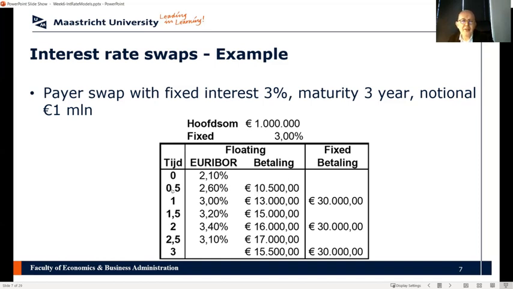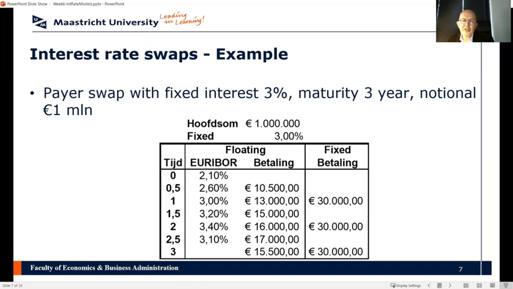And also after 6 months, we observe the new floating interest rate for the next 6-month period, which is 2.6%. And then we fall asleep again for another half year. And then at time t equals 1, 2 payments are going to occur. I am receiving €13,000, which is 1/2 times 2.6% times 1 million. And I am paying €30,000.